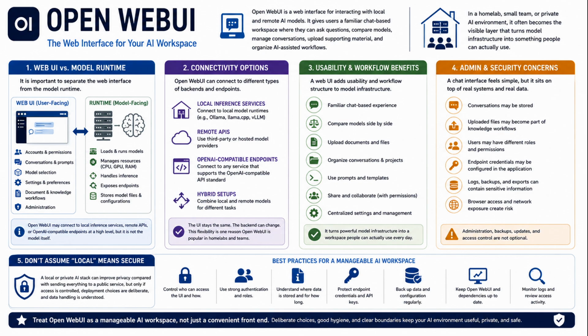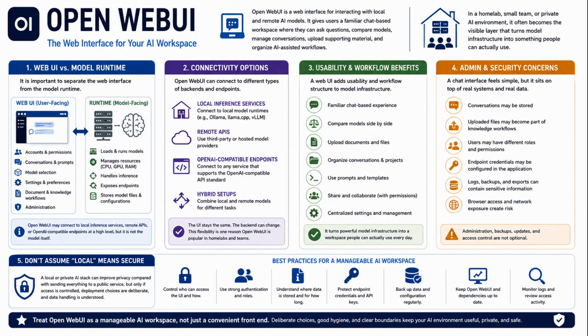OpenWebUI is a web interface for interacting with local and remote AI models. It gives users a familiar chat-based workspace where they can ask questions, compare models, manage conversations, upload supporting material, and organize AI-assisted workflows. In a home lab, small team, or private AI environment, it often becomes the visible layer that turns model infrastructure into something people can actually use.